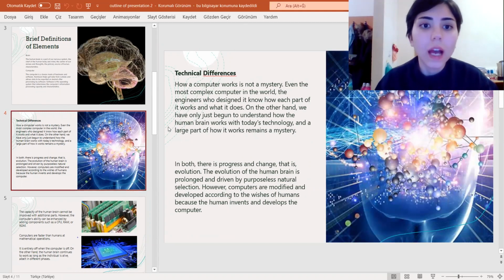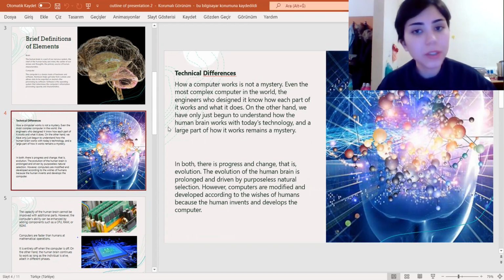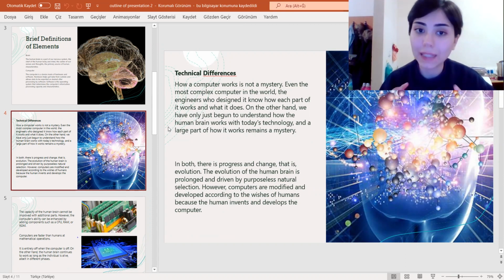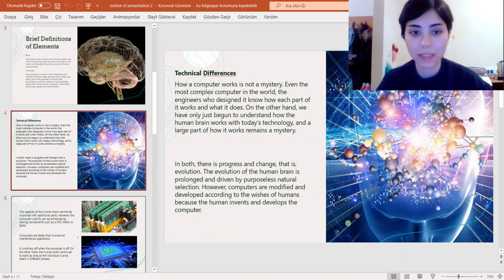Technical differences. How a computer works is not a mystery. Even for the most complex computer in the world, the engineers who designed it know how each part of it works and what it does. On the other hand, we have only just begun to understand how the human brain works with today's technology, and a large part of how it works still remains a mystery.